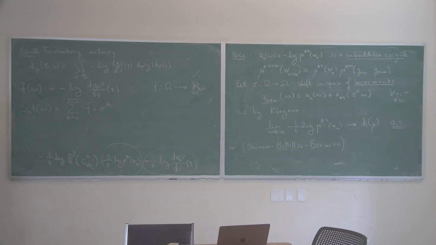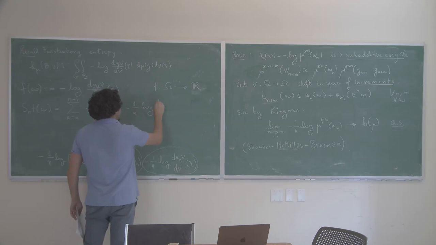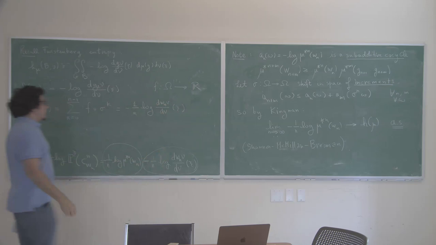Well, this one, if you see, you multiply this sequence like that, then you should get minus 1 over n log d W n nu. So this is the Birkhoff sum of this observable.